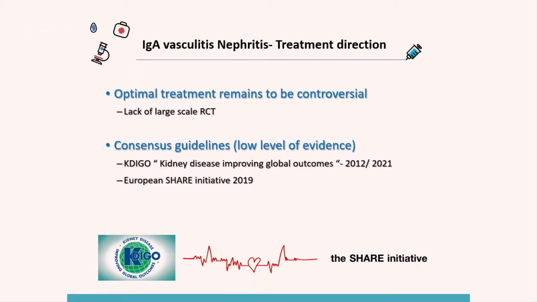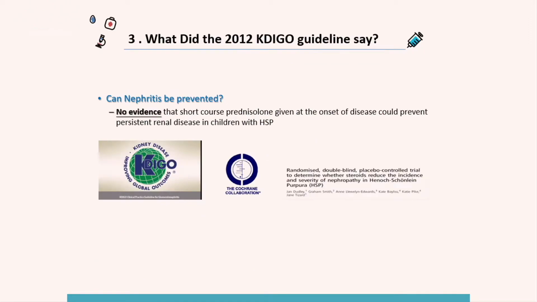The reason being that the disease itself is very heterogeneous, and it's very difficult to carry out randomized control trials on those diseases. But suffice to understand that there is the KDIGO guideline that was published in 2012, and also 9 years later, in 2021, and also the European SHARE Initiative in 2019, which is heavily referenced. So let's go to the history. What did the 2012 KDIGO guidelines say? So it's been 10 years ago, but a lot of things still hold true.